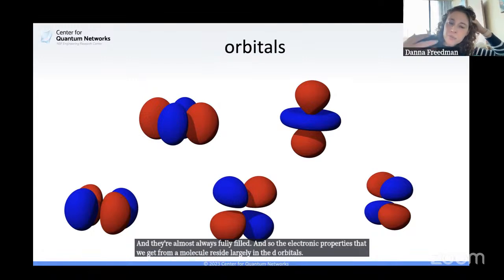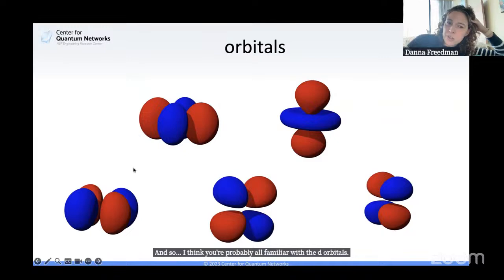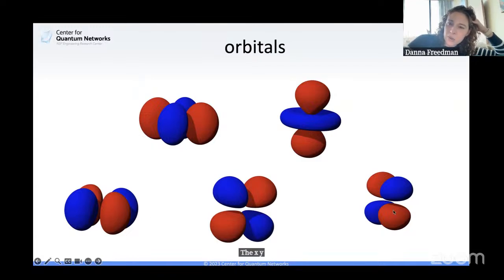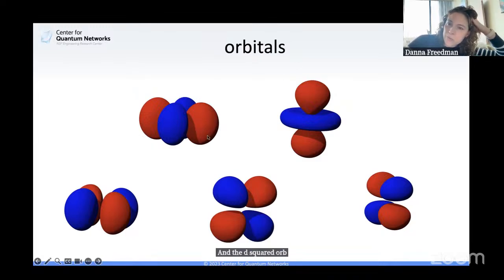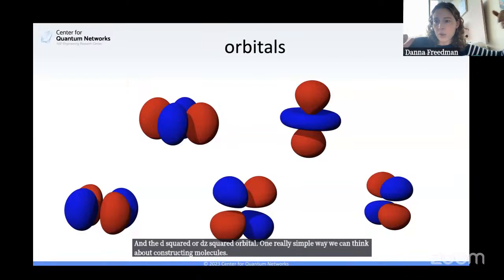And so I think you're probably all familiar with the d orbitals. So we'll just go through these quickly. We have the three orbitals that are off axis here, the xy, xz, and yz orbitals. And then we have this on axis orbital, the x squared minus y squared, and the dz squared orbital.